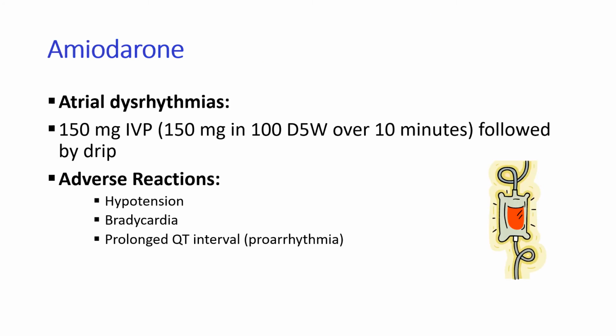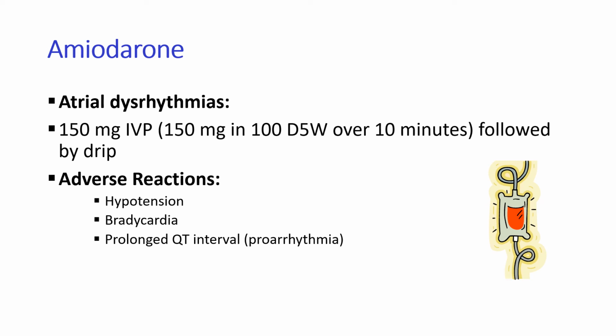Amiodarone, most commonly used for ventricular arrhythmias, but also can be given PO, post-cardioversion, to maintain sinus rhythm. So if it is a loading dose after an elective cardioversion, then you would load up the dose with 150 milligrams IV. Usually you put it in 100 of D5W and run it over 10 minutes, and then you would follow it with a drip.